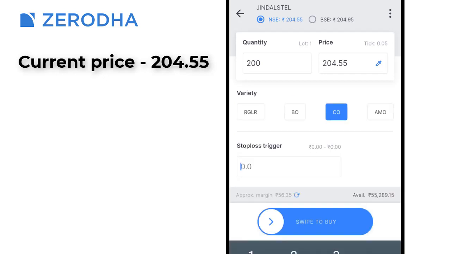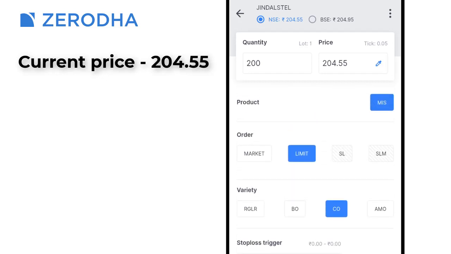Then you have to enter a stop loss. If you are entering a buy, the stop loss should be below the current entry price. If you are entering a sell, the stop loss should be above the current price. And here there is no trailing stop loss, only the stop loss. So this is how we use bracket order and cover order with the different order types.